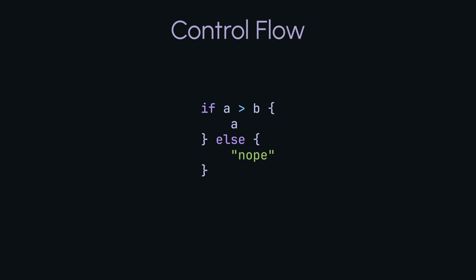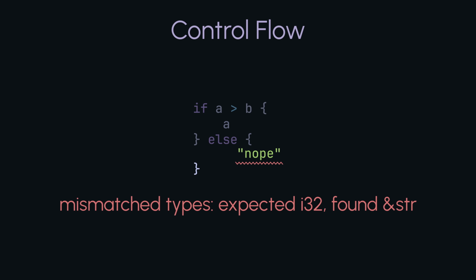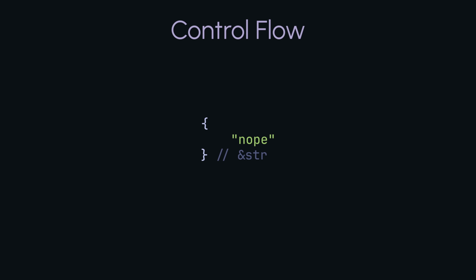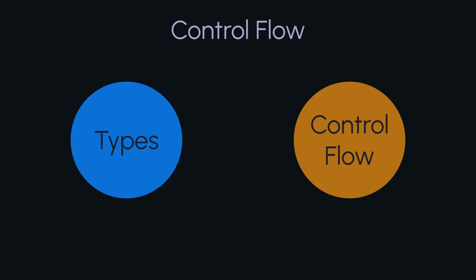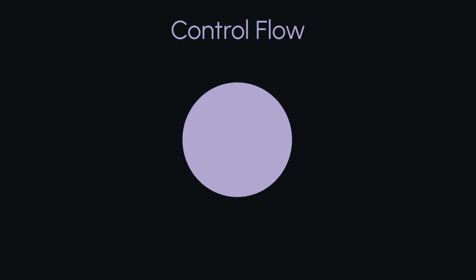Rust also takes this idea even further. Blocks and control flow constructs are expressions that have a type. So an if-else isn't just checked for whether both branches return. They must return the same type. The same goes for match arms and even bare blocks. This means the type system and control flow analysis are deeply intertwined.